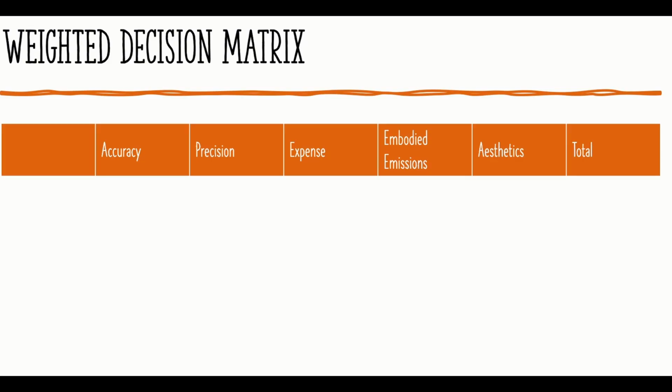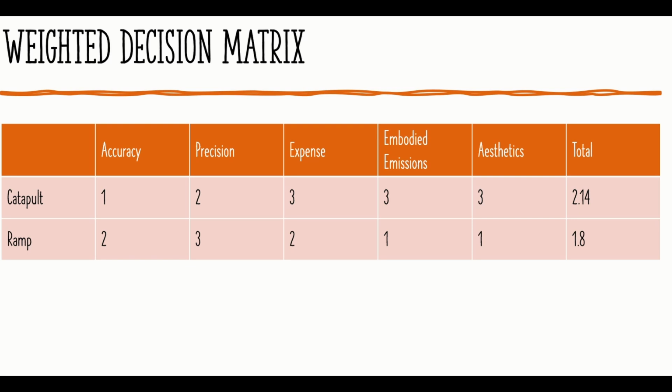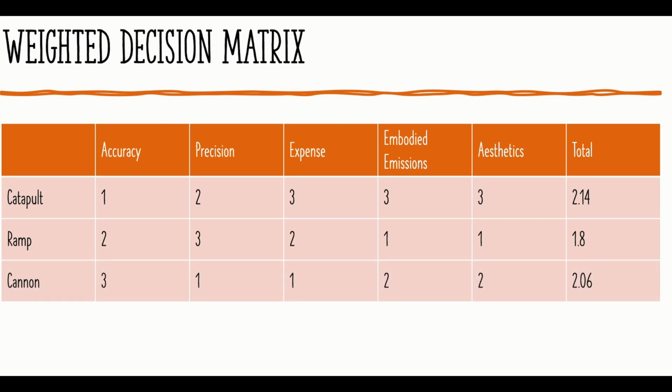We then created a weighted matrix with the other three choices, considering accuracy, precision, cost, emissions, and aesthetics. The results of this weighted matrix showed that the catapult had the highest score, so we chose this design.